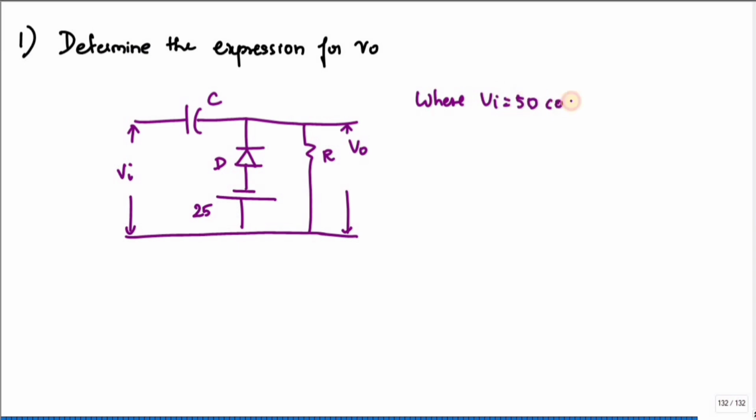So if it is minus 50, the diode becomes conducting. It will be forward biased, so I could change this into 0.7. So when the input is minus 50, the output is nothing but minus 25.7 volt. Okay.